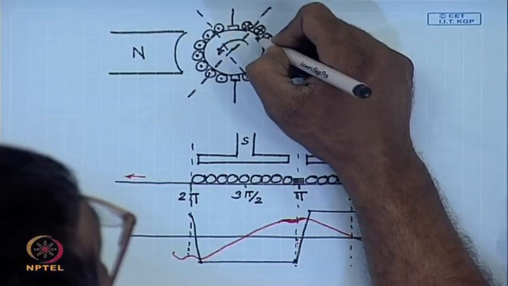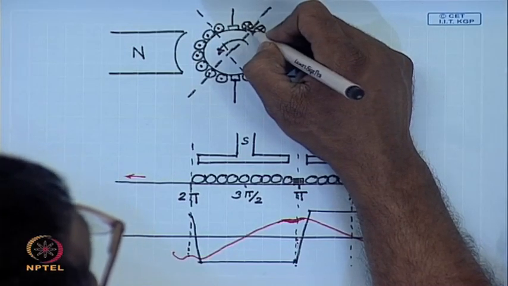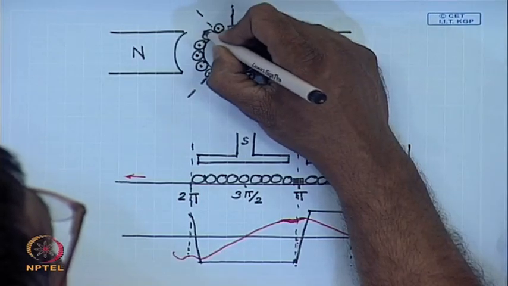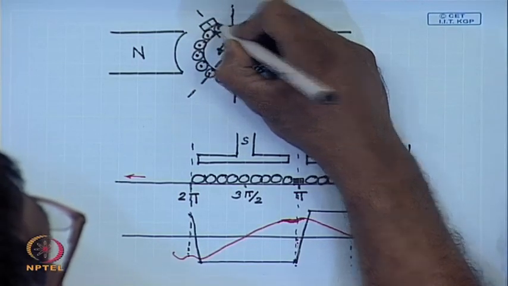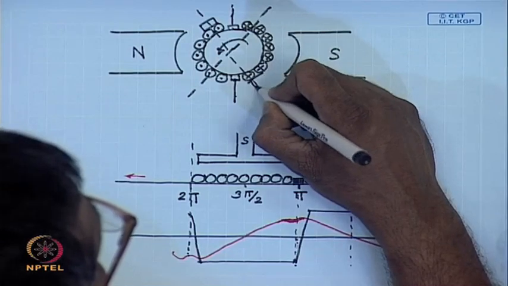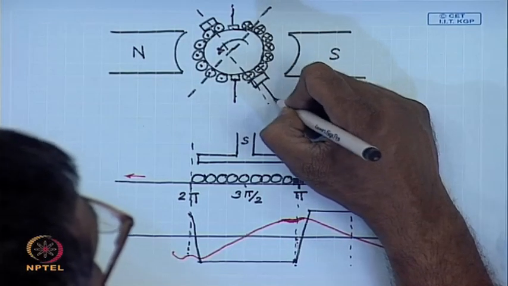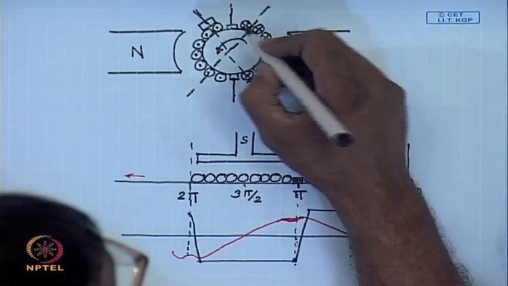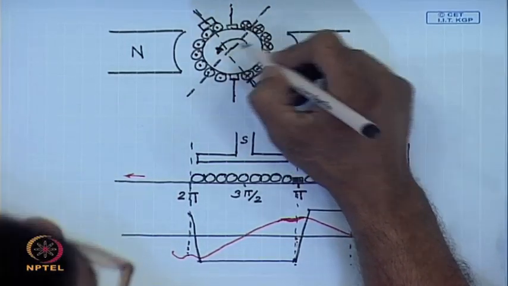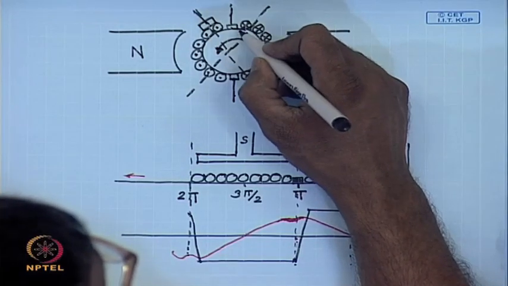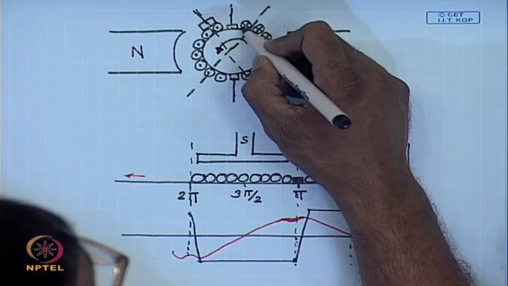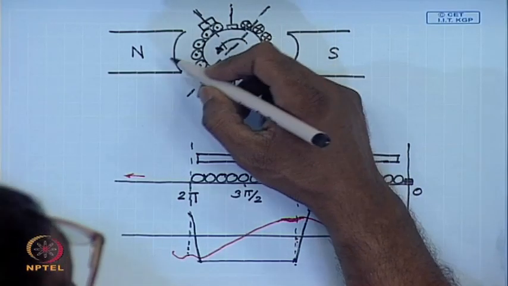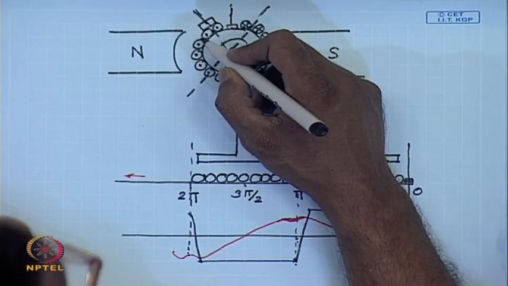If instead of putting the brush actually at the interpolar region, if we shift it or lead it, that is move it in the direction of rotation in the generating mode, what will happen is that in the process of rotation, the induced voltage in the coils will change to the polarity of the pole ahead before it reaches the brush.